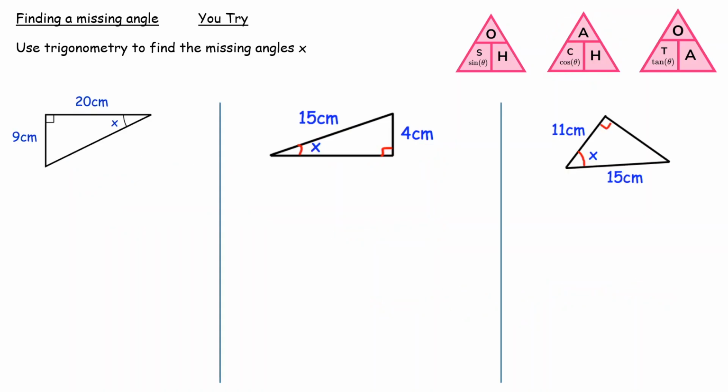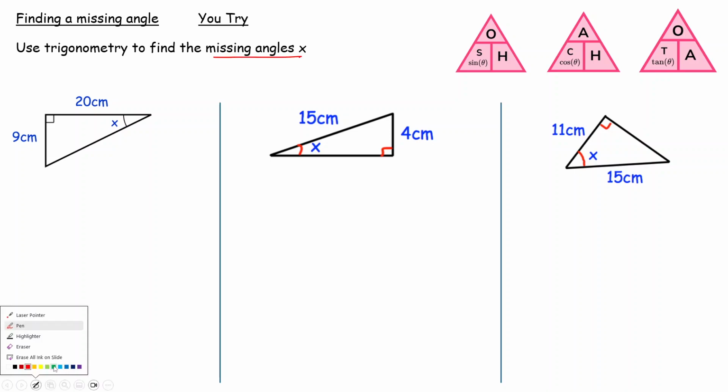So now you can go and try these 3 yourself. If you get stuck, you can always fast forward and go through it with me at any point. But give those a go, and you can see the answers at the end if you need to. All these questions are about finding missing angles. Let's go and do that.